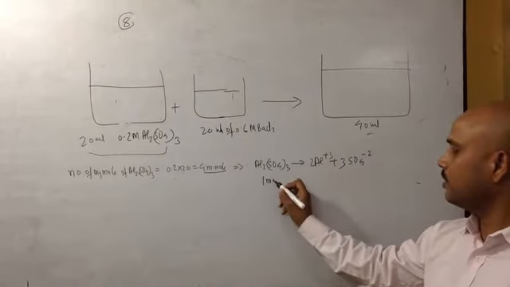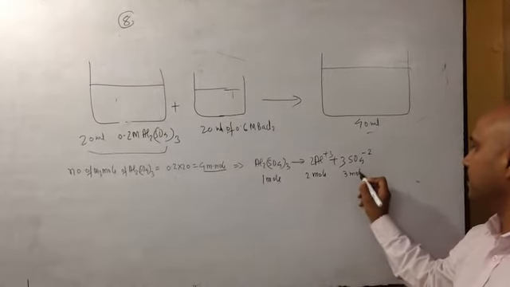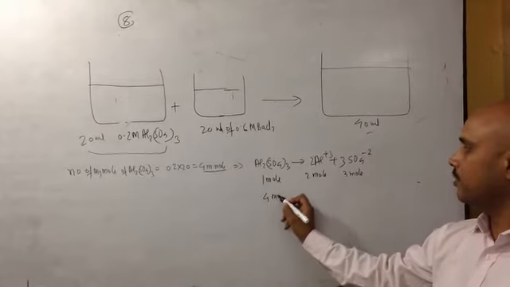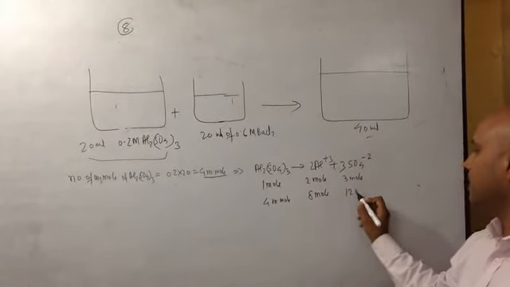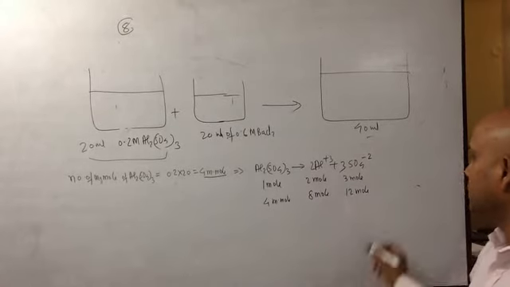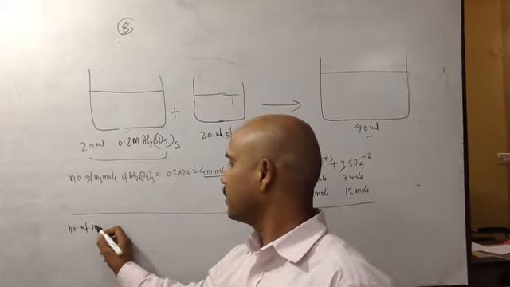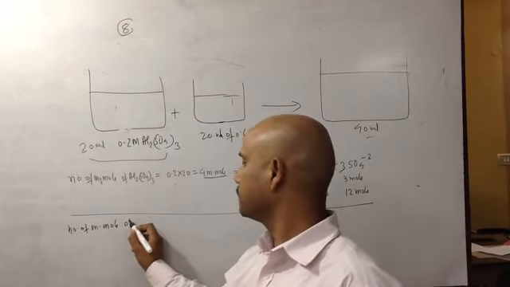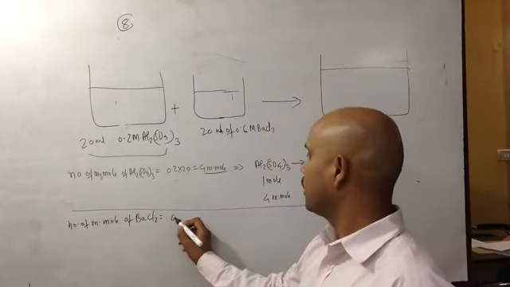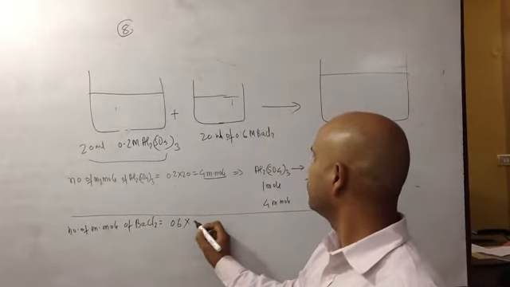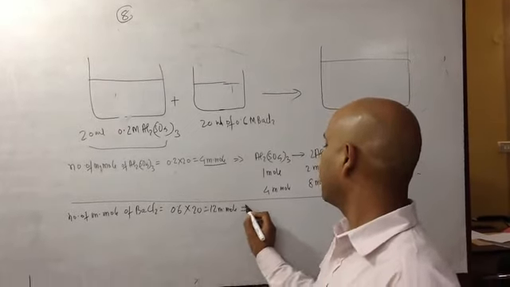It means that 1 mole will produce 2 mole of aluminum and 3 mole of sulfate ion. Therefore, 4 millimole will produce 8 millimole of aluminum 3+ and 12 millimole of sulfate ion. Similarly, we can find the number of millimole of barium chloride, M into V, 0.6 times 20, which is 12 millimole.